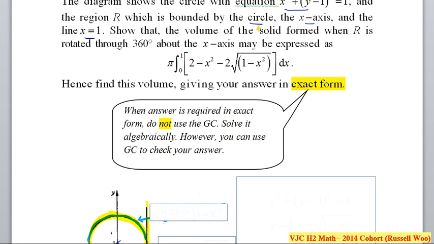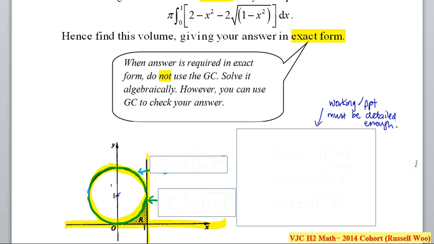Show that the volume of the solid formed when R is rotated 360 degrees about the x-axis can be expressed as this. Show. So again, because it's a show question, the working and the presentation must be detailed enough. Alright. Now let's take a look here. First is a volume.